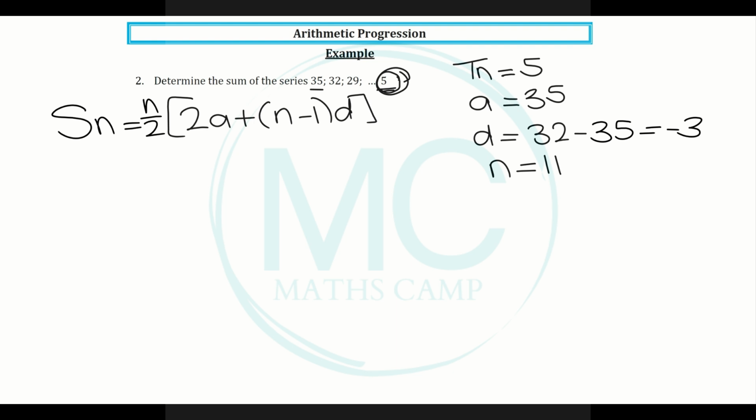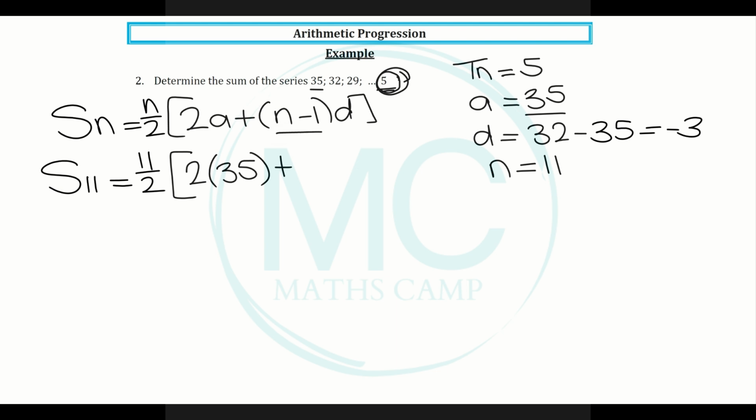Now we can fill in our values. n is 11, so we can say the sum of 11 terms is equal to 11 over 2, open a bracket, 2 multiplied by a, which is 35, plus n is 11, so n minus 1 becomes 10, multiplied by d, negative 3, and close this bracket.